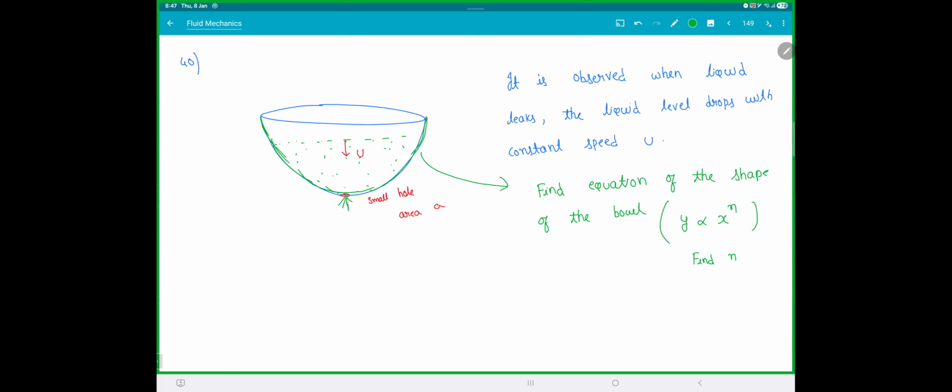I hope you're getting it. If you take a rectangular container and if you make a hole, you will observe liquid will drop pretty fast and then it slows down. But here you're saying the container is in such a way the liquid is always coming down with a constant speed. And this happens for a particular shape. So what is that shape?